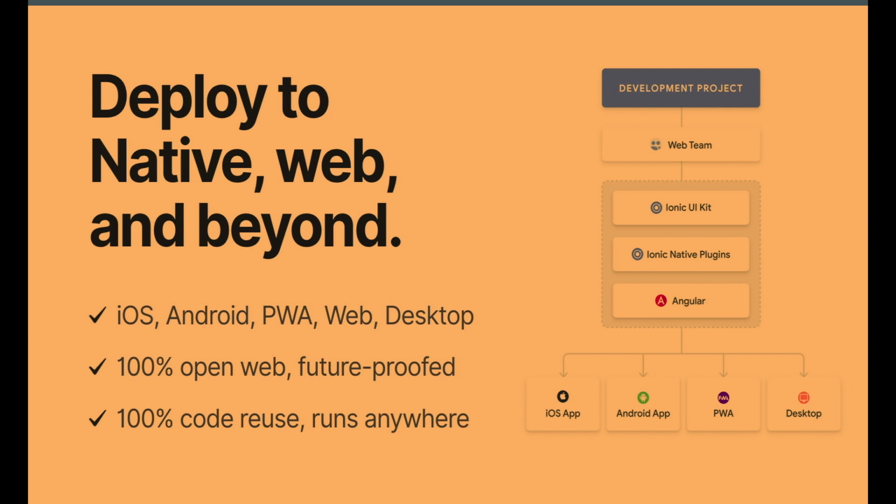So we were trying to figure out how can we get this, what I would consider the golden deployment cycle, where the web team works with the components, they work HTML, CSS, and JavaScript, and they can ship an iOS, Android, a progressive web app, or a native desktop app. We think we have something with this project called Capacitor.